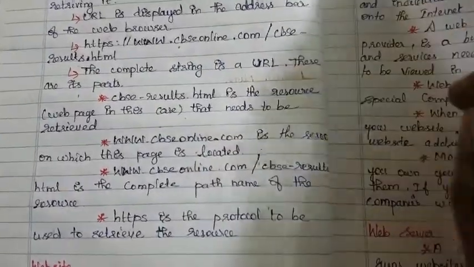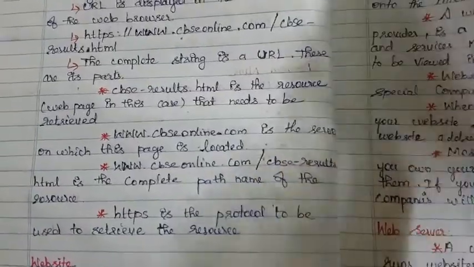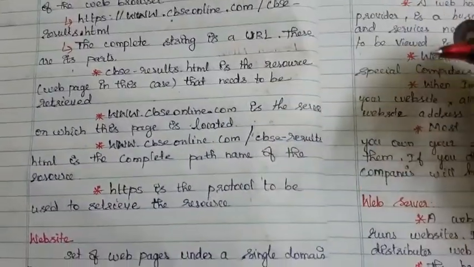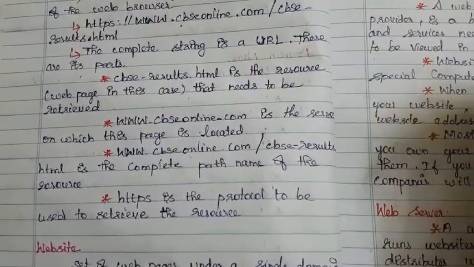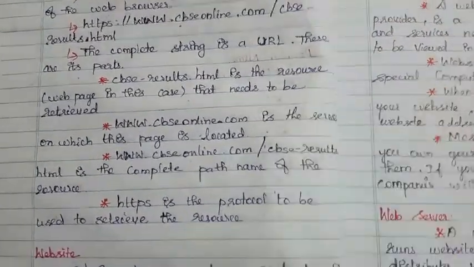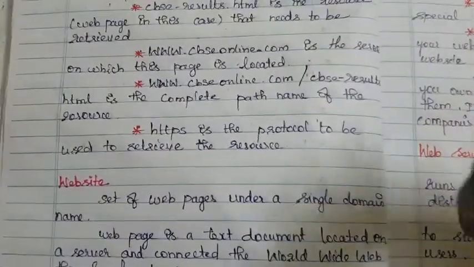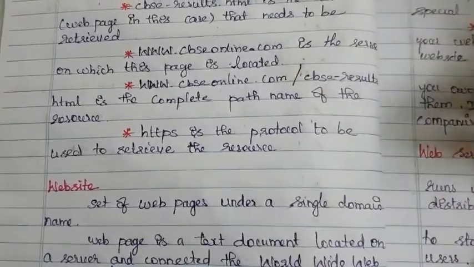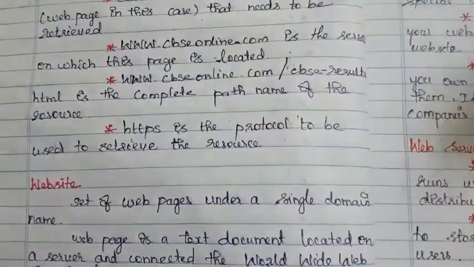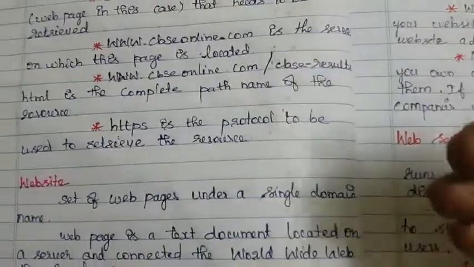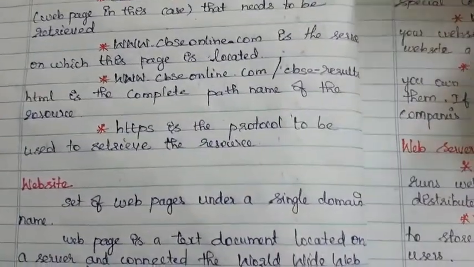www.cbseonline.com is the server on which that result page will be stored, will be located. And www.cbseonline.com/cbse results.html is the complete path name of the resource, and this HTTPS is the protocol to be used to retrieve the resources. About this we have already seen in our previous videos. If you can't recollect it, please go and watch that video and then you can continue from this video.